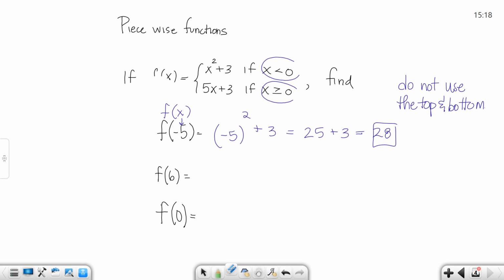Okay, let's start back over with 6. So this time, x is 6. So looking at my functions, is 6 less than 0 or more than 0? Well, it's more than 0. That means I'm going to plug 6 into the bottom function, 5x plus 3. Plug the 6 in, I would get 30 plus 3. So I get 33 as the answer.